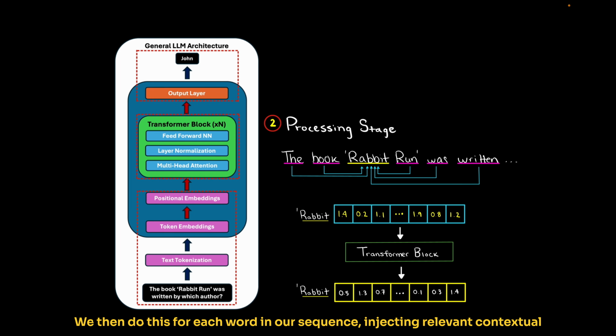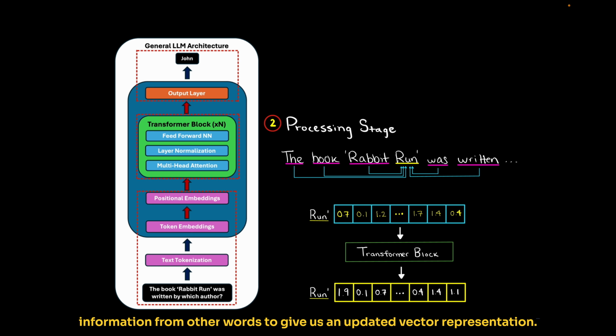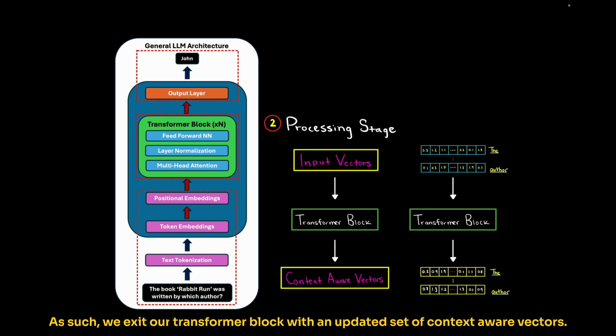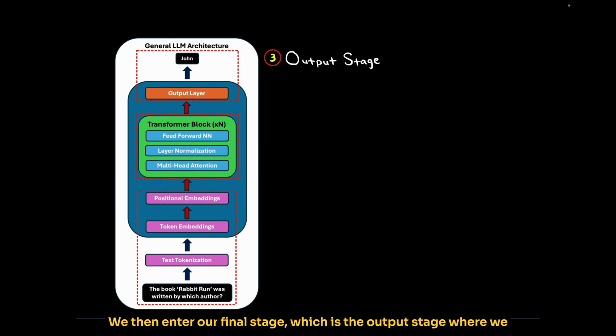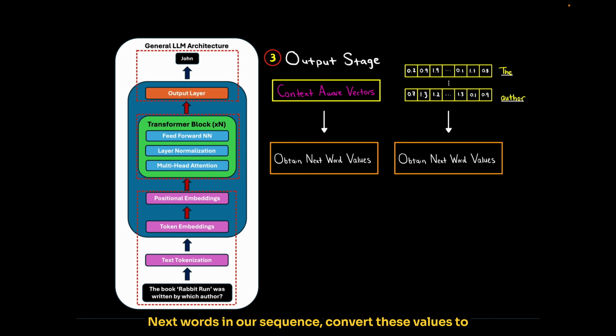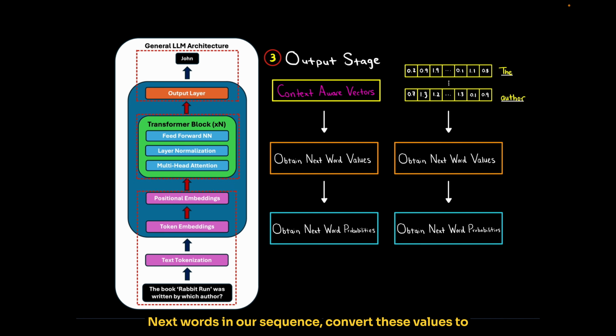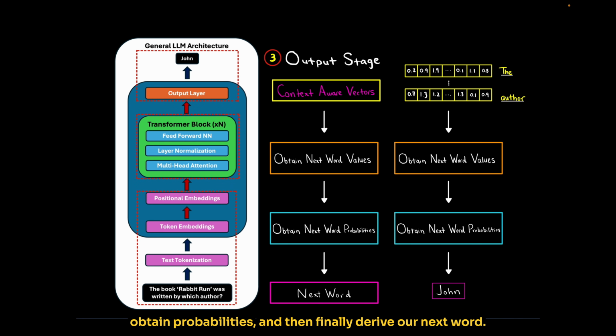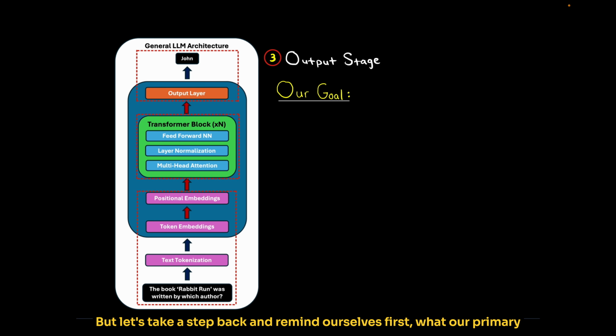We then do this for each word in our sequence, injecting relevant contextual information from other words to give us an updated vector representation. As such, we exit our transformer block with an updated set of context-aware vectors. We then enter our final stage, which is the output stage, where we take our context-aware vectors, obtain the values for the potential next words in our sequence, convert these values to obtain probabilities, and then finally derive our next word. But let's take a step back and remind ourselves first what our primary goal is here, which for LLMs is to predict the next word in the sequence.